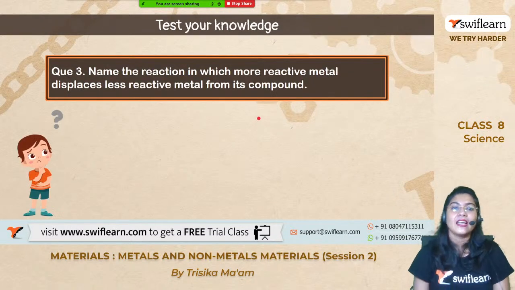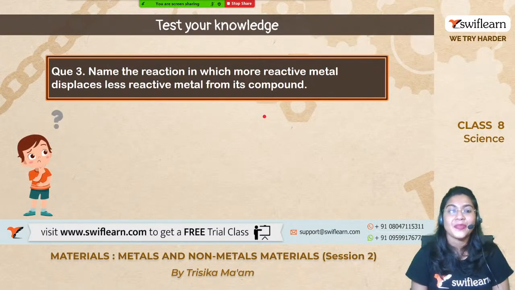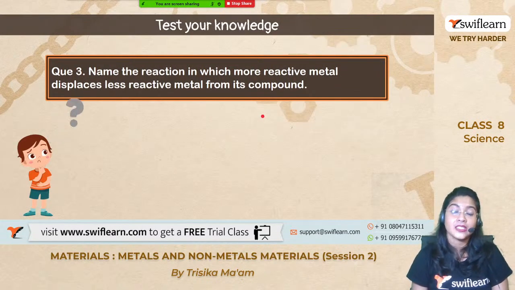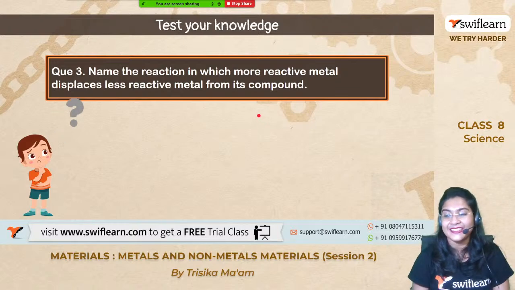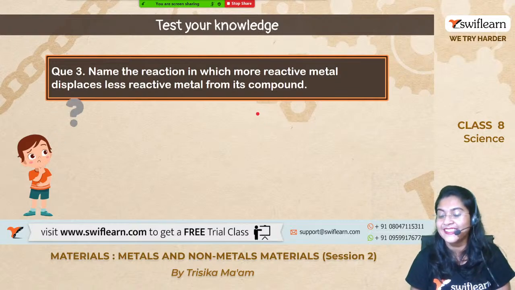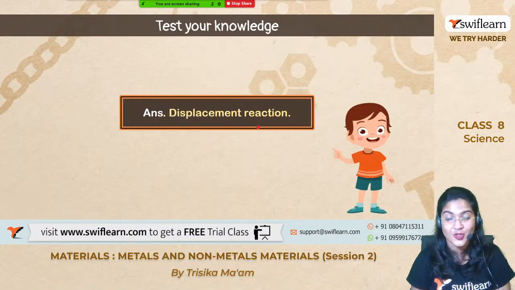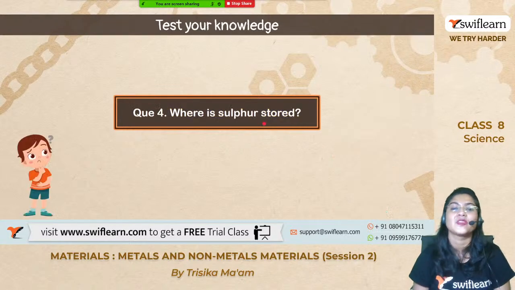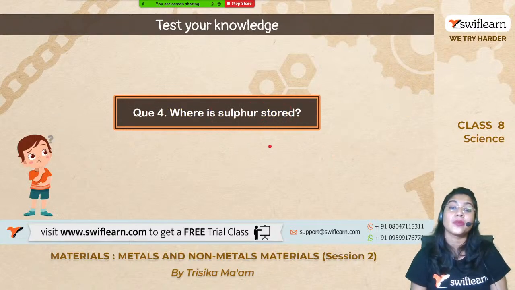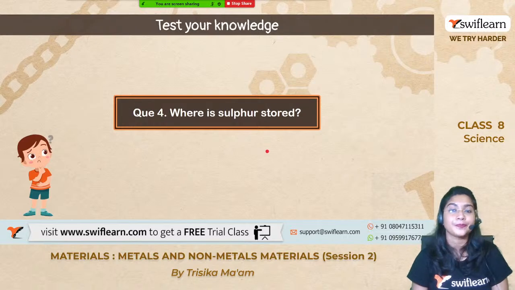Okay, let's move on to the third question. Name the reaction in which a more reactive metal displaces a less reactive metal. What is the name of that type of reaction? Can you say in the chat box? Okay, these are the displacement reactions. Clear? Chalo. The fourth question is: where is sulfur stored?